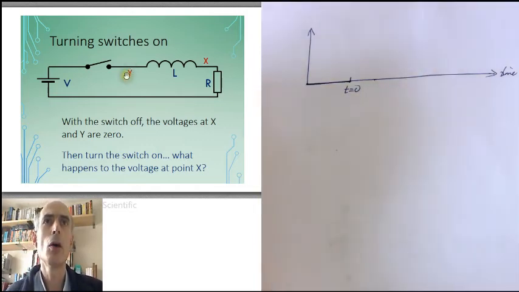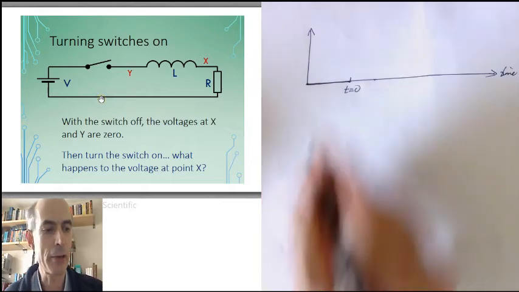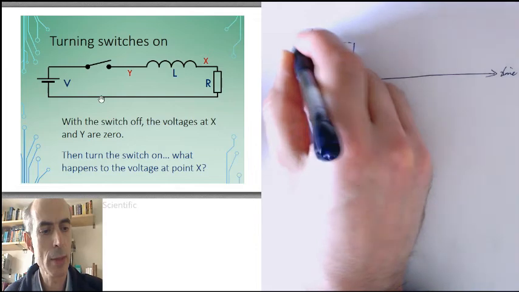Now, as soon as we close the switch, the voltage at Y will shoot up to be equal to V, the value of the voltage source, assuming that we've defined the voltage at this point here as our local reference of 0 again. So Y would shoot up to V and stay there.